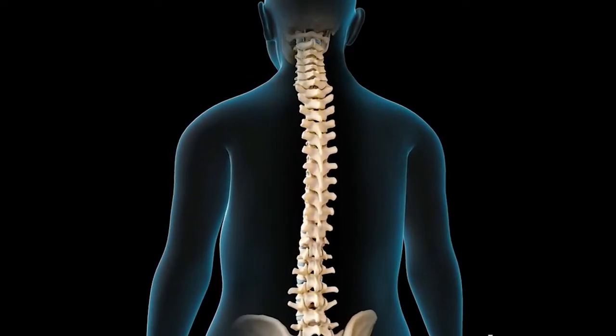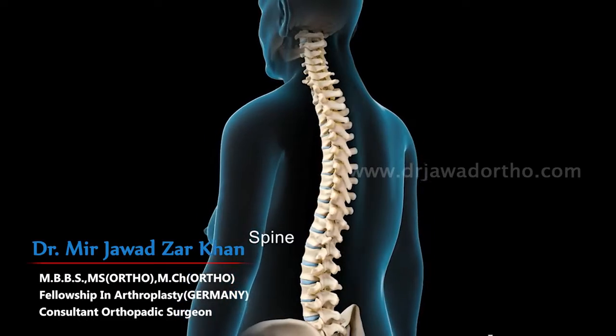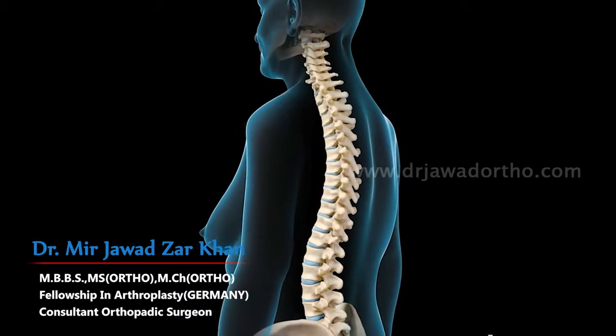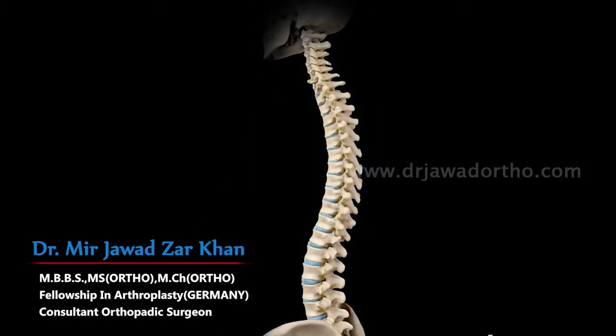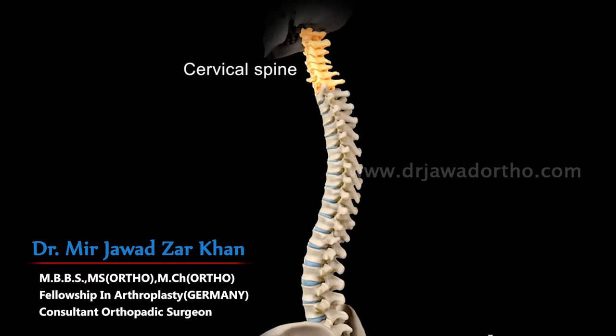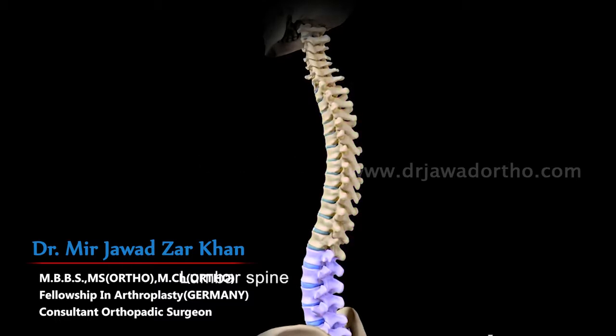If you have a compression fracture of one or more bones in your spine, your doctor may recommend either a vertebroplasty or kyphoplasty procedure. Your spine has 5 main sections. 3 of them are the cervical spine in your neck, the thoracic spine in your chest, and the lumbar spine in your lower back.